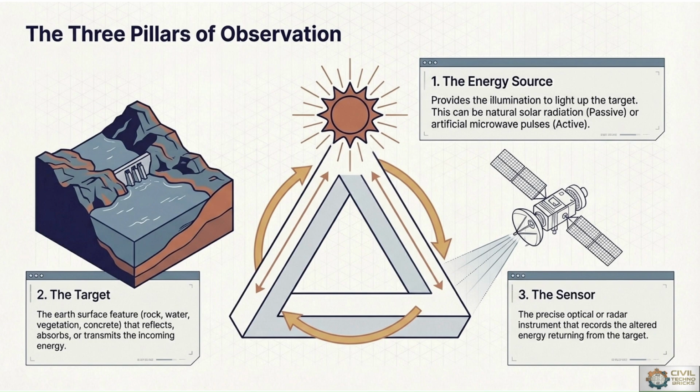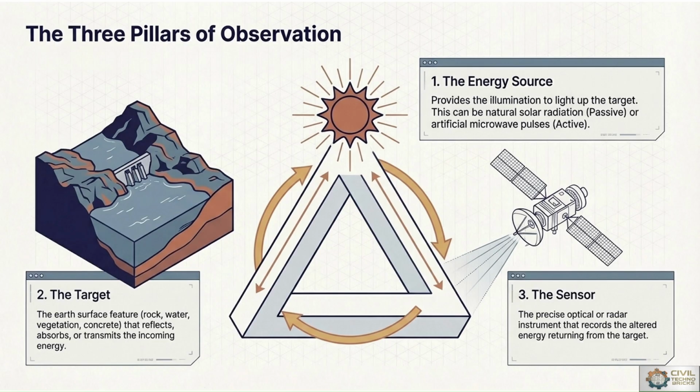Secondly, the target: the earth surface feature, such as rock, water, vegetative material, or any structure like concrete, that reflects, absorbs or transmits the incoming energy emitted from the energy source. It may be a passive source or an active source. And third are the sensors, the precise optical or radar instruments that record the altered energy returning from the target.